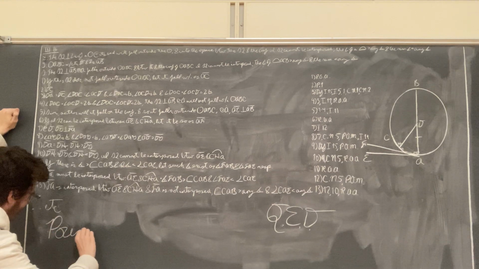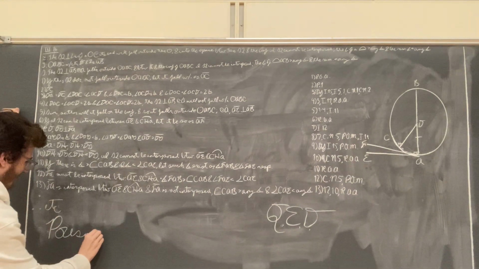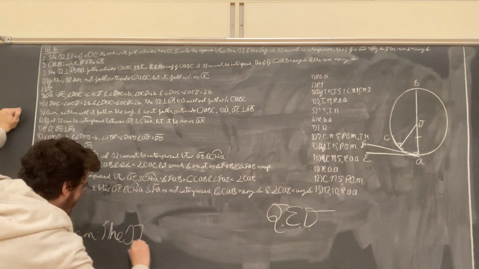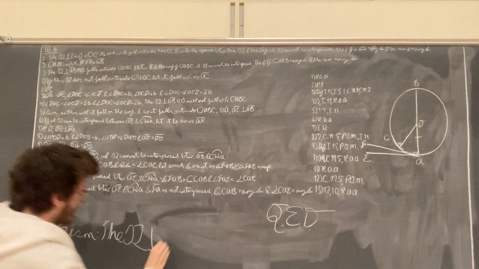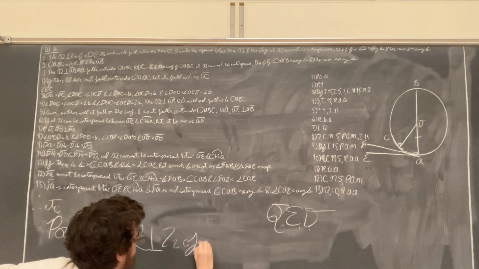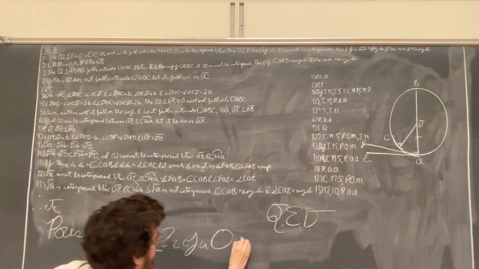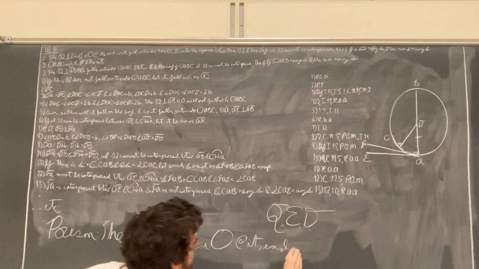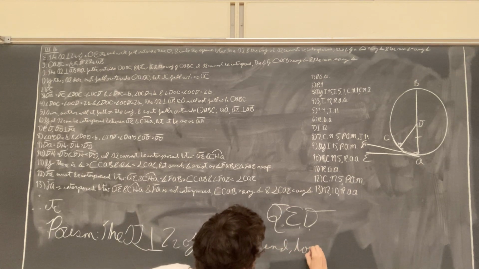Okay, so the aporism. This aporism is that the straight line perpendicular to the diameter of a circle at its extremity touches the circle.